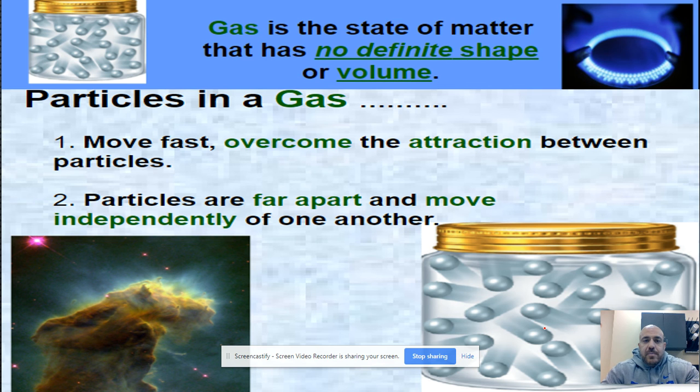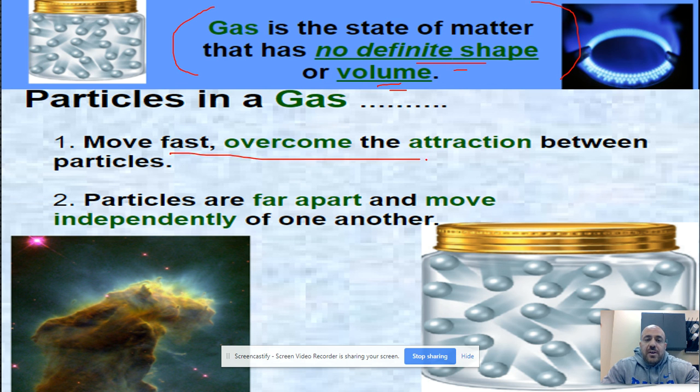And last, the third state of matter is gas. Again, make sure this is in your notes up here. It says there's no definite shape and no definite volume. Remember, solids had both definite shape and volume. Liquids had definite volume, but took the shape of their containers. And gas is nothing. It's all over the place. It just spreads out as much as it can.